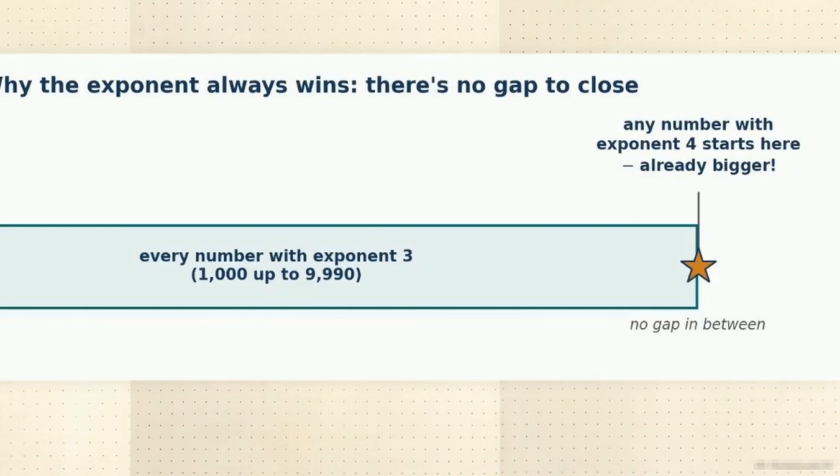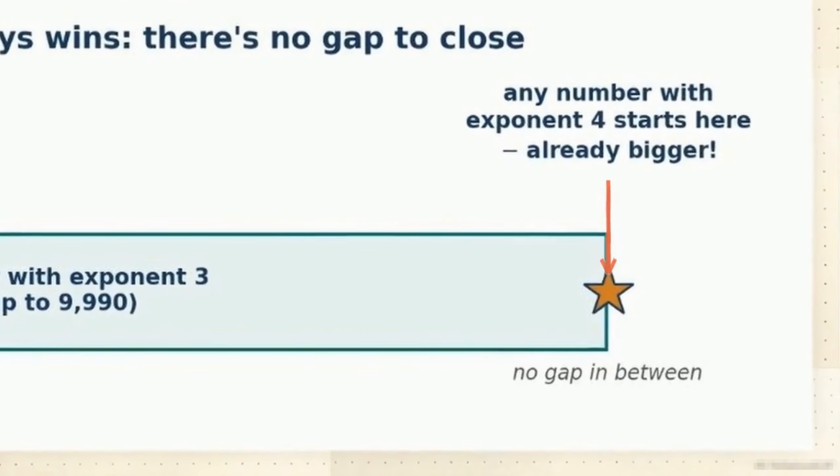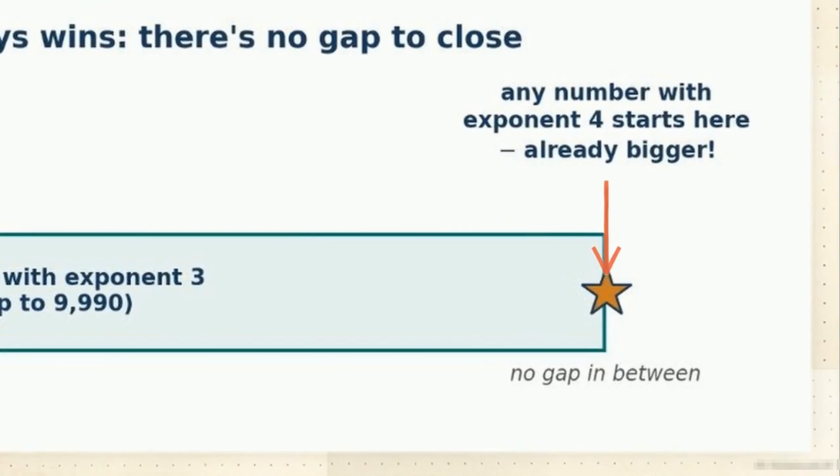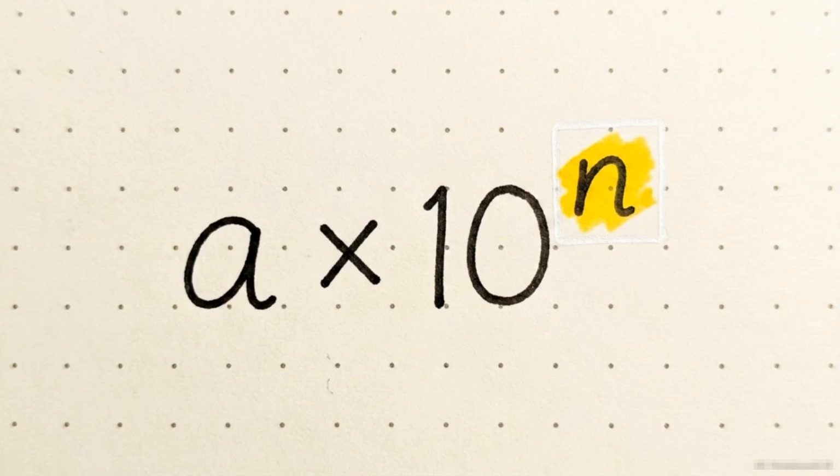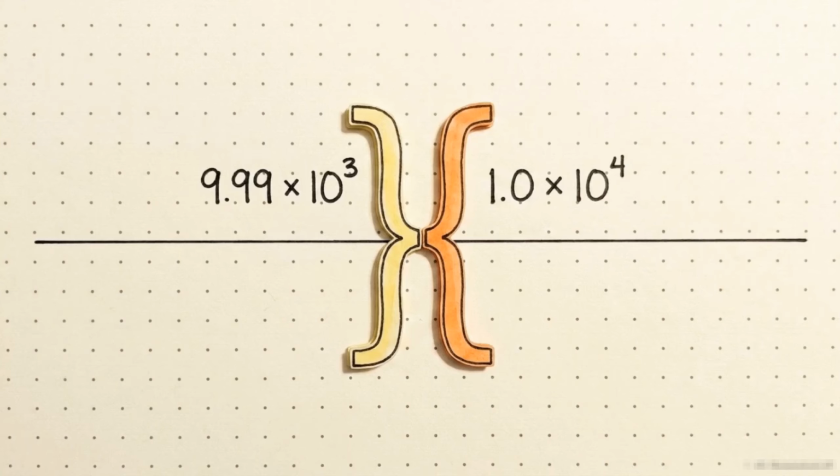This happens because of a mathematical guarantee. Even the highest possible number at one exponent, like 9.99 × 10⁻³, is still smaller than the smallest possible number at the next exponent up. Checking the exponent first isn't just a shortcut. It's a rule built into how these numbers work. There is no gap left for the front digit to close.